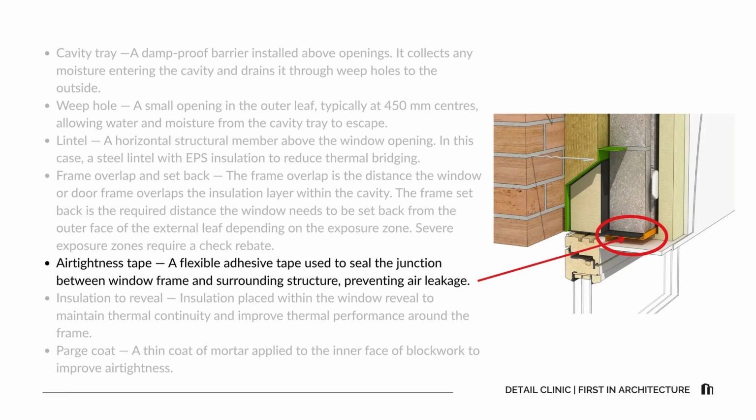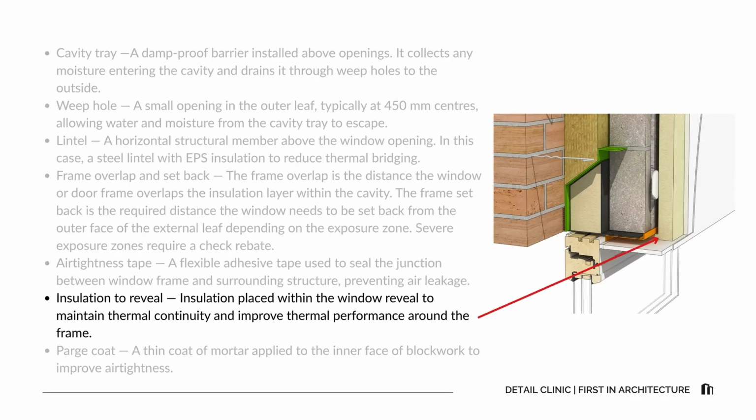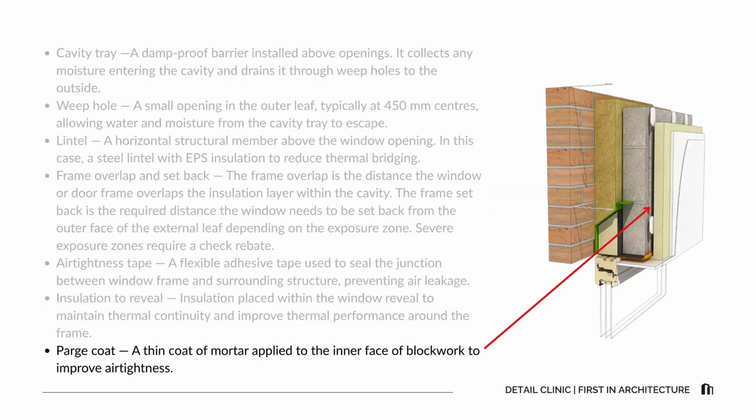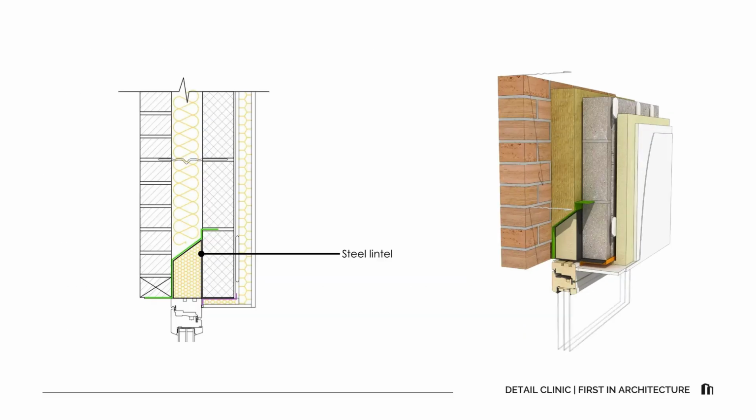So airtightness tape is a flexible adhesive tape used to seal the junction between the window frame and the surrounding structure, preventing air leakage. Insulation is placed within the window reveal to maintain thermal continuity and improve thermal performance around the frame. Finally, the parge coat is a thin layer of mortar applied to the inner face of the blockwork to improve airtightness. So let's walk through the detail.